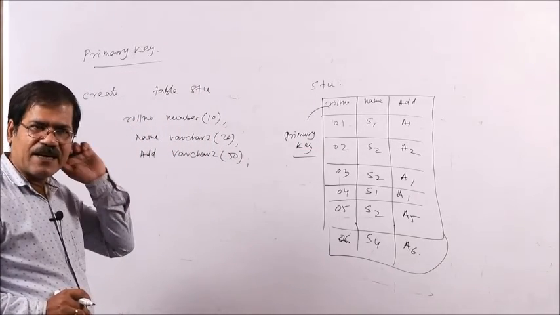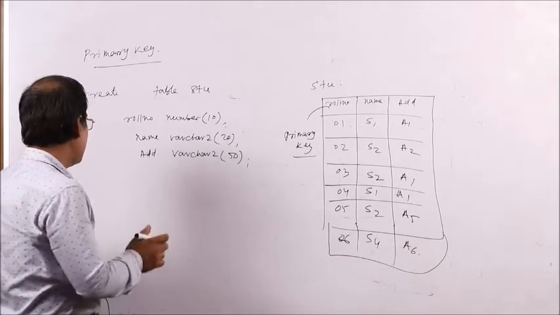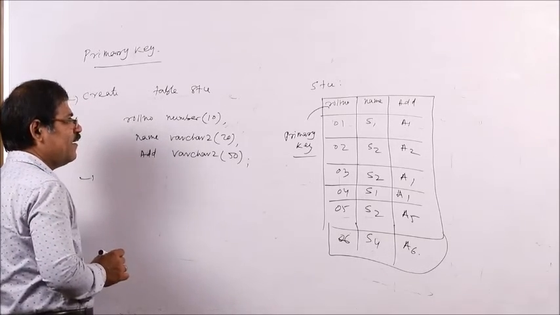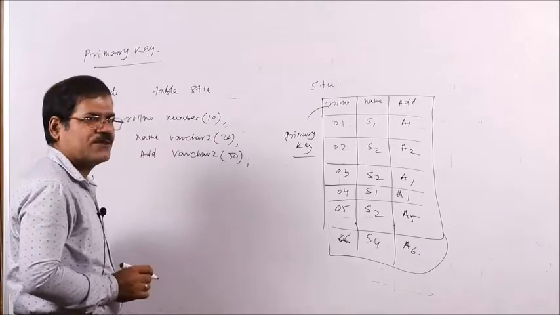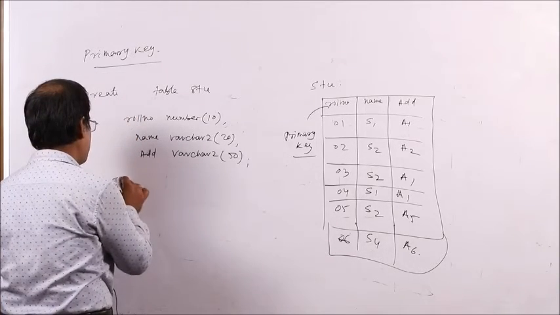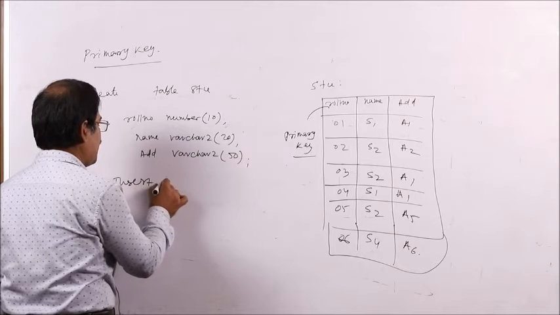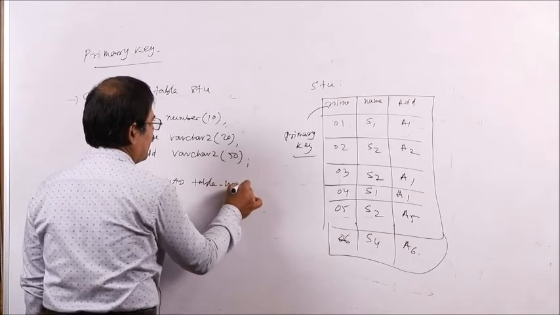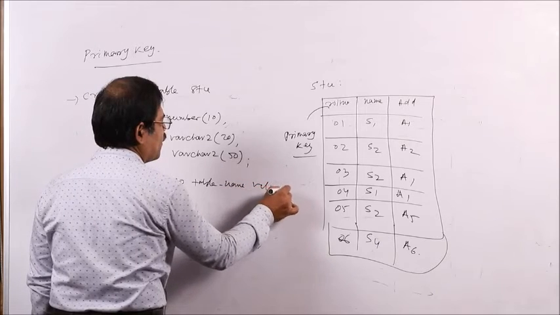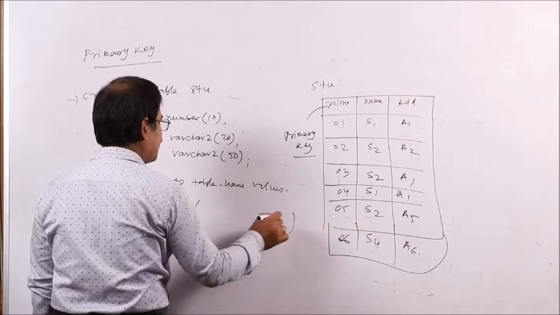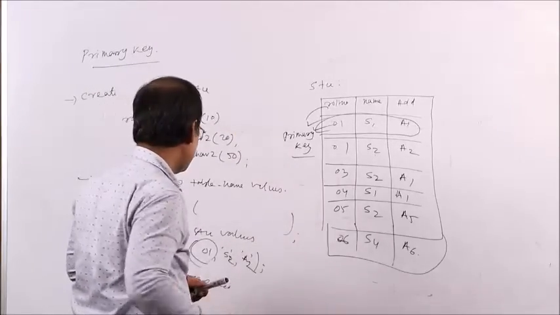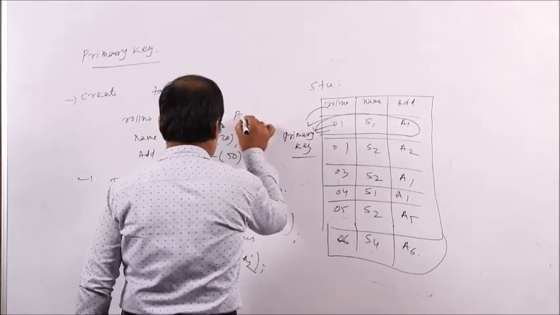When you insert the records, you write the insert command: insert into table name values. Then within the brackets you input the values. Roll number is a primary key.